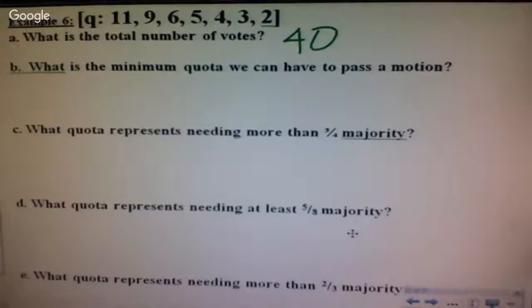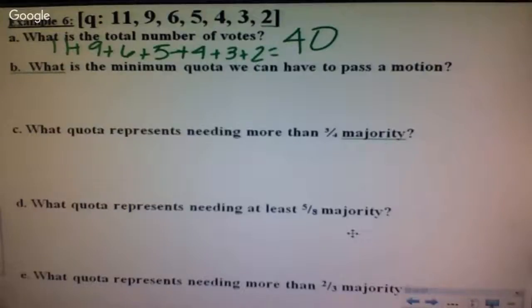Where did she get it from? 21, because she added all those together. That came from 11 plus 9 plus 6. She's talking about where she got the total. She just added the discrete numbers. If you can't figure out where these numbers are coming from, I need you to talk to me about this.